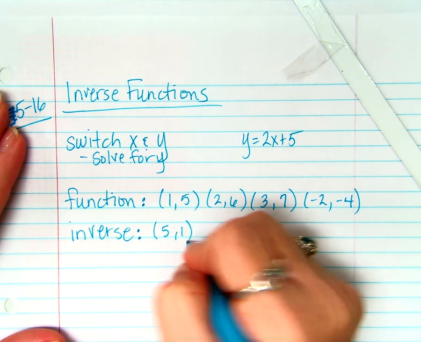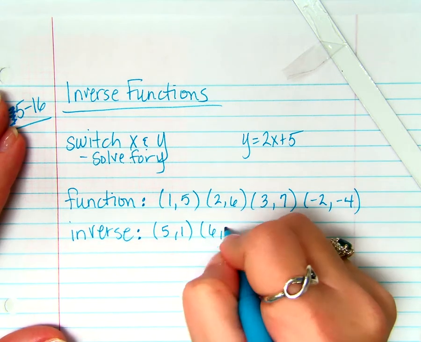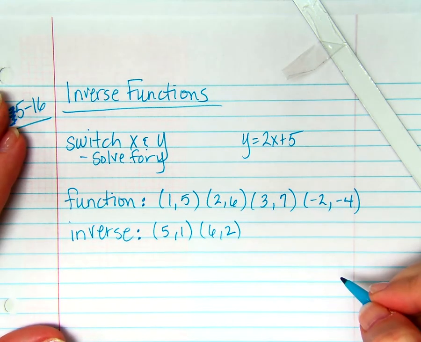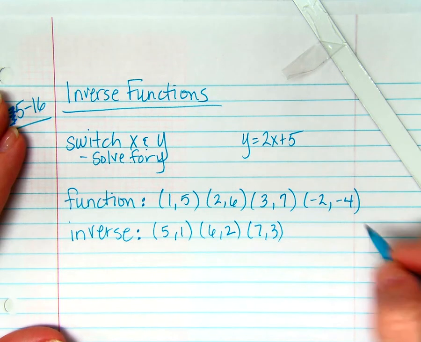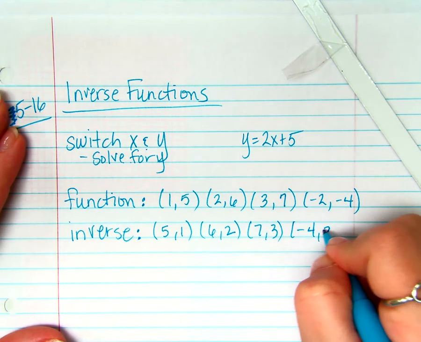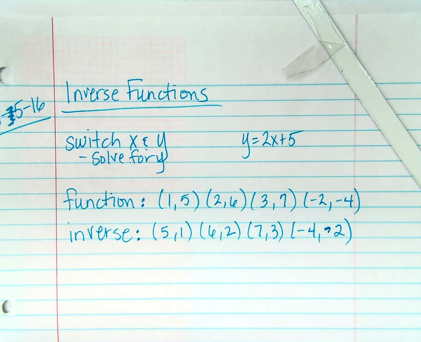5, 1, 6, 2, 7, 3, negative 4, negative 2. Guess what? We're done. This is a situation where once you switch x and y, you're done. I found the inverse.